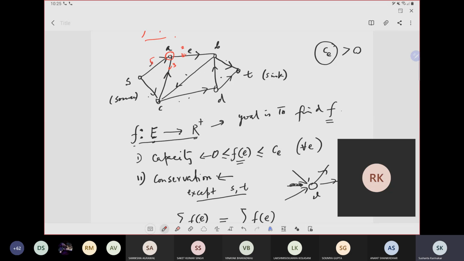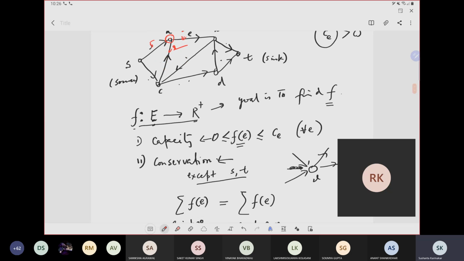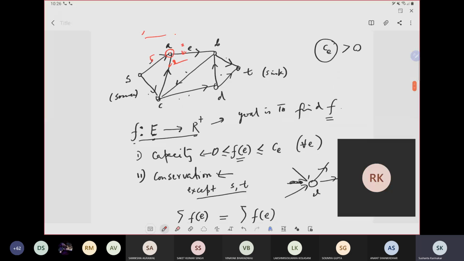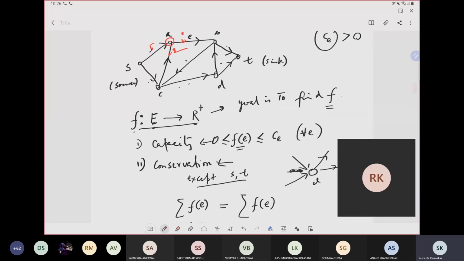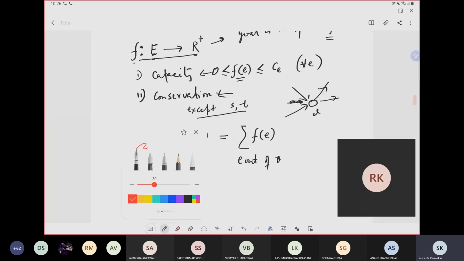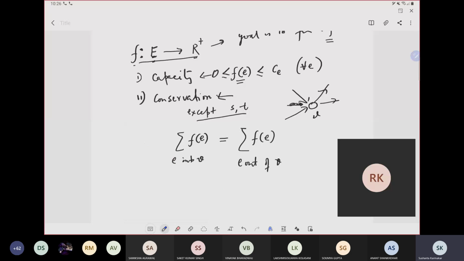If I assign 2 and 2, then this is not a valid function because this is violating the conservation rule, because 2 plus 2 is 4, and 5 is higher than 4, so it is as if storing some flow, so that's not allowed. Okay. There is another thing. So the question should be clear.